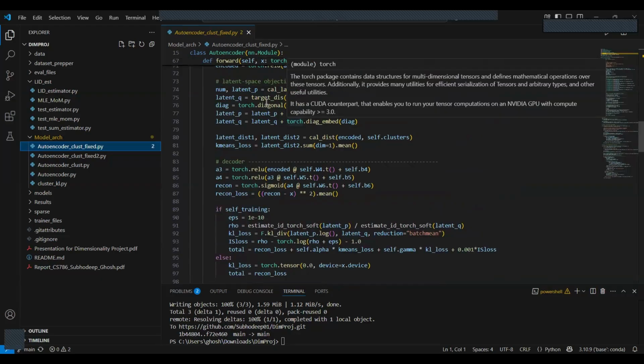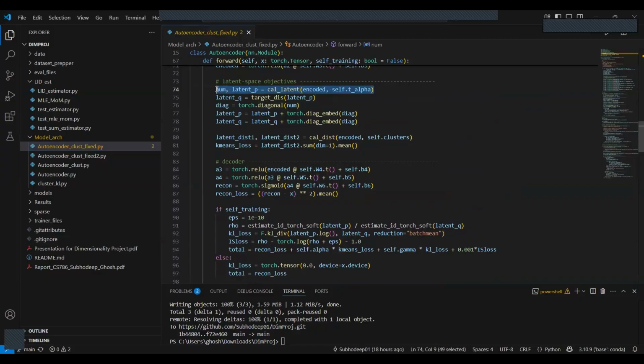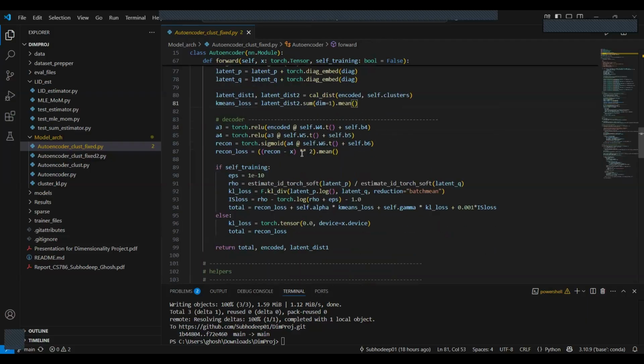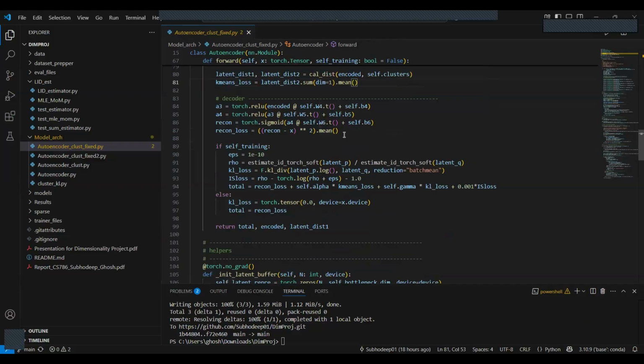Here I calculate the t distribution using the latent, and then from the t distribution the auxiliary target distribution is also calculated, and here the k-means clustering loss, like the distances for the k-means clustering, is computed, and the k-means loss is computed here. This is the reconstruction loss.